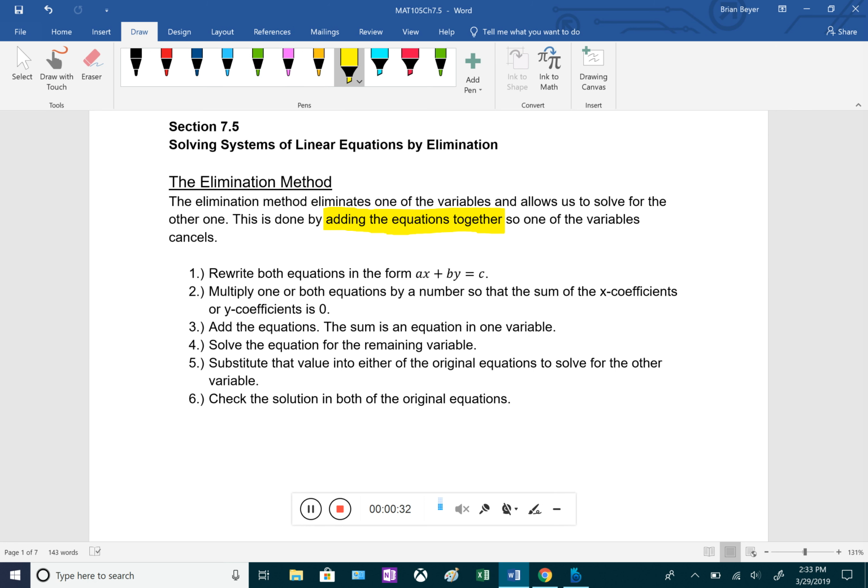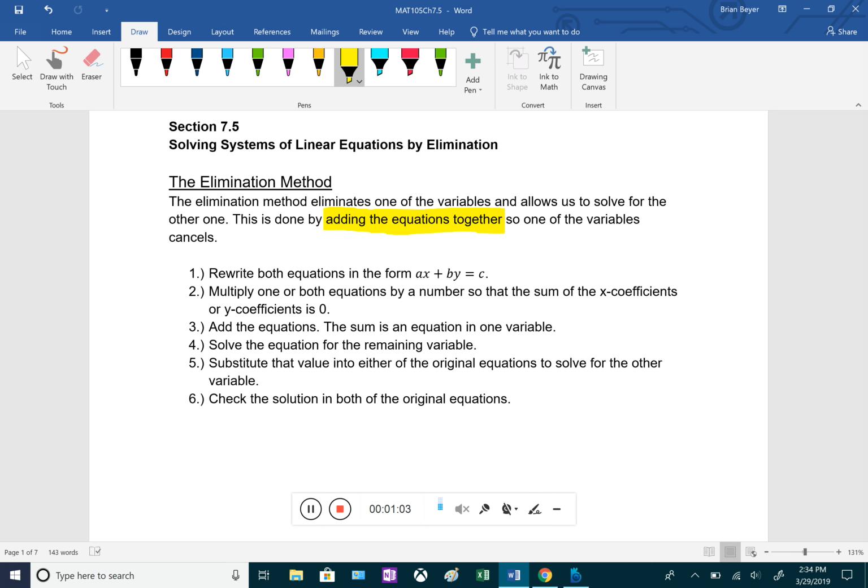So the steps for this, which won't really make too much sense until we do an example: we're going to rewrite both of the equations so the x and y terms are on the left and the constant is on the right. Then our goal is to add the equations together so one of the variables cancels. We may need to multiply one equation or both equations by a number so the sum of the coefficients on a variable equals 0 and they cancel out.